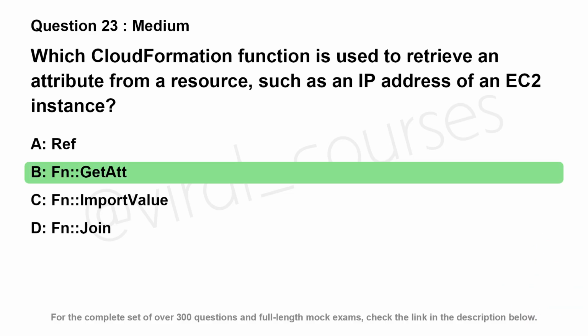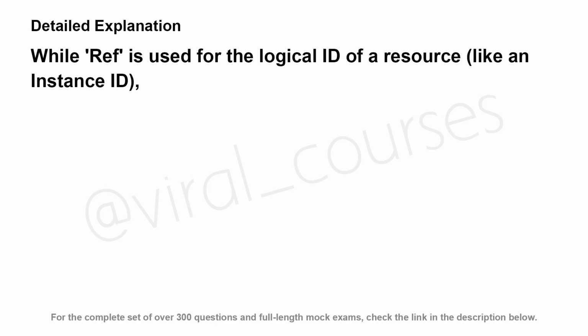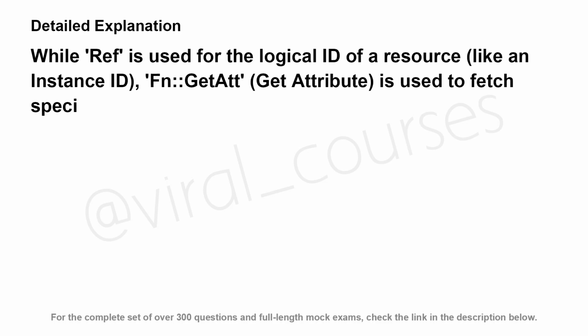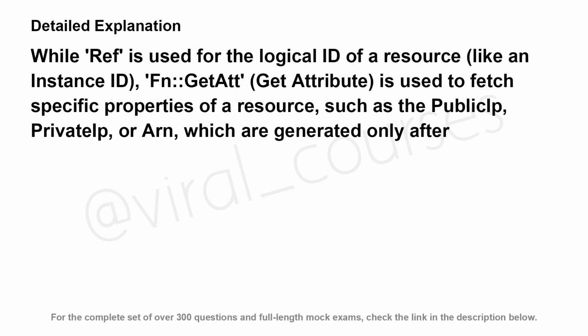The correct answer is B. While Ref is used for the logical ID of a resource, like an instance ID, Fn::GetAtt, GetAttribute, is used to fetch specific properties of a resource, such as the public IP, private IP, or ARN, which are generated only after the resource is created.